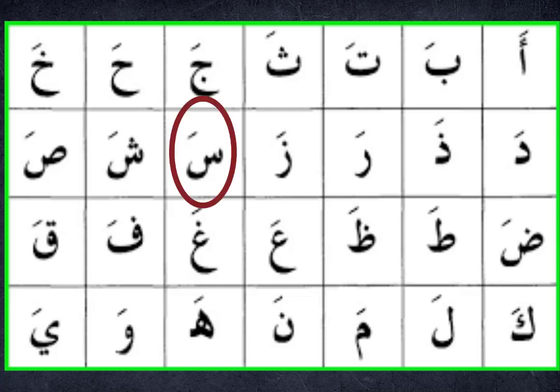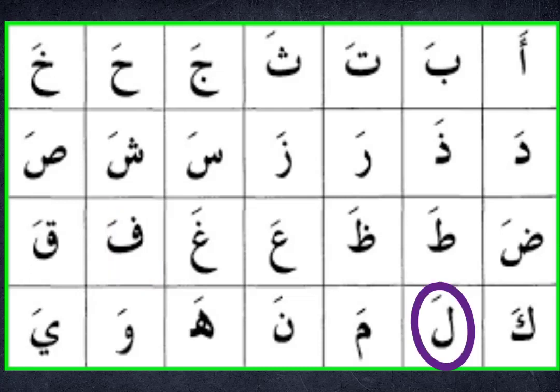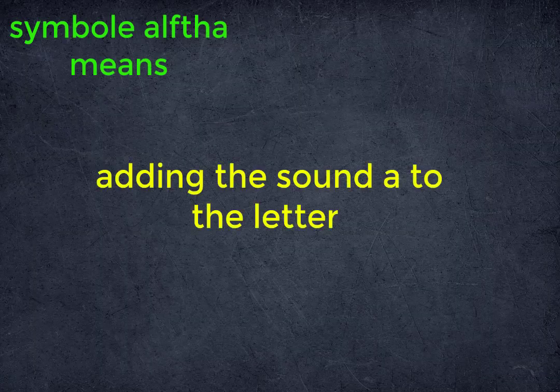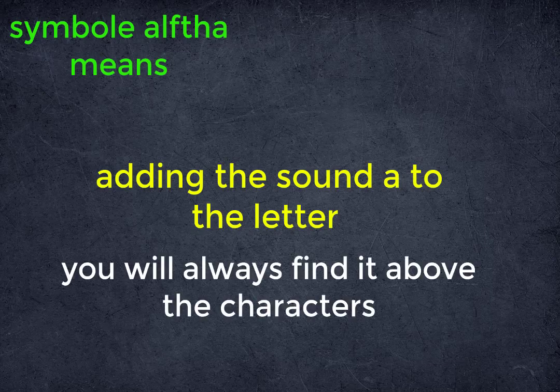Okay, I think that you got it. This is the letter sin. When you put الفتحة above the letter sin, it becomes sa. This is the letter fa. When you put الفتحة above the letter fa, it becomes fa. This is the letter lam. When we put الفتحة above the letter lam, it becomes la. So الفتحة means adding the sound a to the letter. You will always find it above the letter.